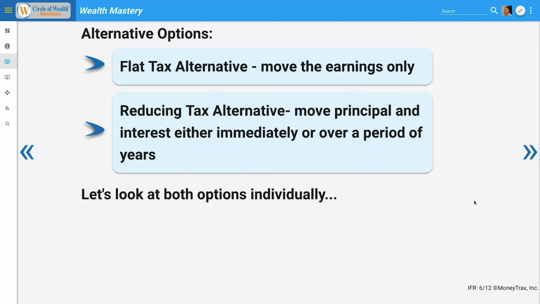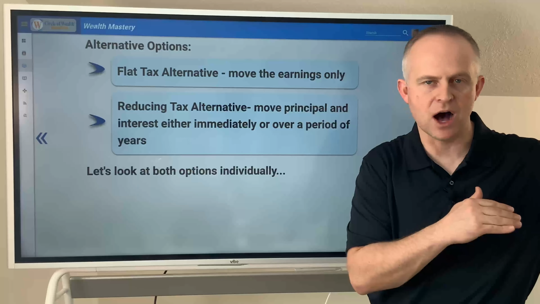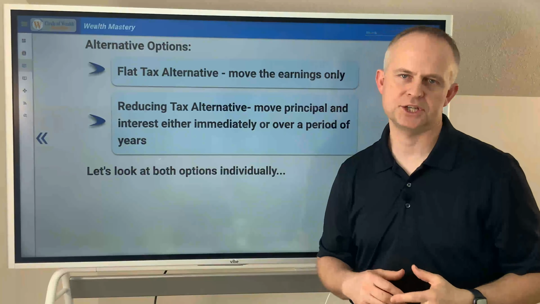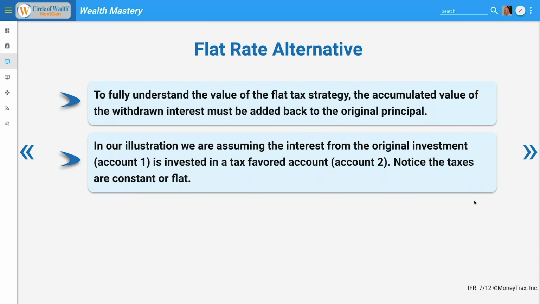Our second option that we're going to look at is the reducing tax alternative, which is where we're going to actually move principal and interest either immediately with the stroke of a pen over 1 year, or we're going to do it over a period of years, so that we're going to eventually have all of our money from our taxable account over into a tax-favored position. All right, so let's look at the flat tax alternative.